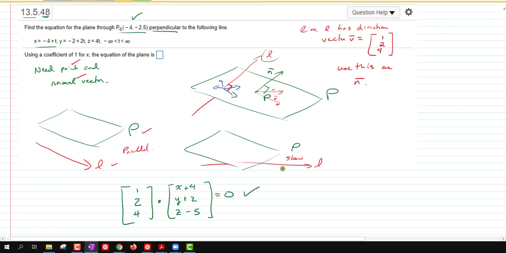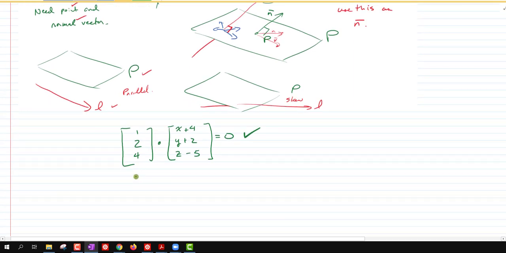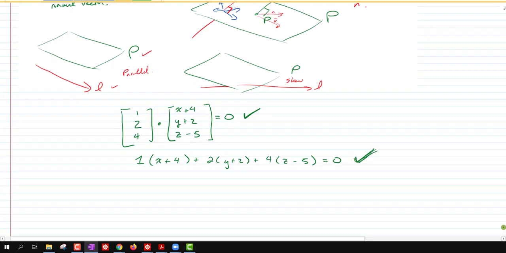That's a perfectly valid way to give an equation of a plane, but it's not what MyMathLab is looking for here. It wants it to be in equation form, and it does ask that you make sure that the coefficient in front of x be 1. So this is fine as far as I'm concerned, but to enter the answer in MyMathLab, let's go ahead and actually compute that dot product. So we do this times this, plus this times this, plus this times this, and that needs to equal 0. MyMathLab will accept this format, so you're perfectly fine to enter your answer in this way.